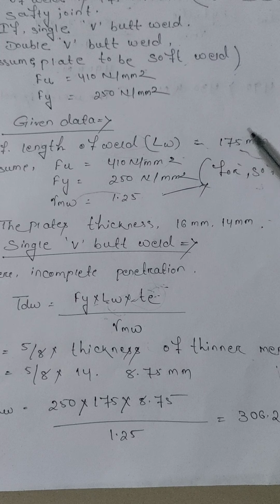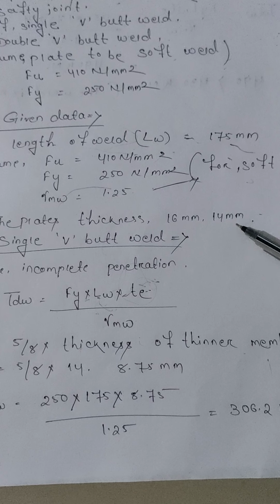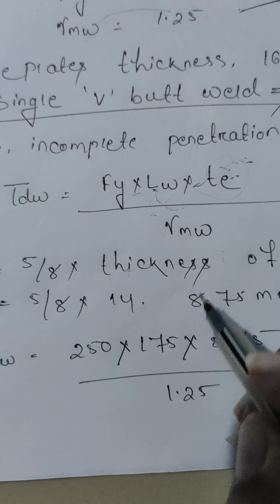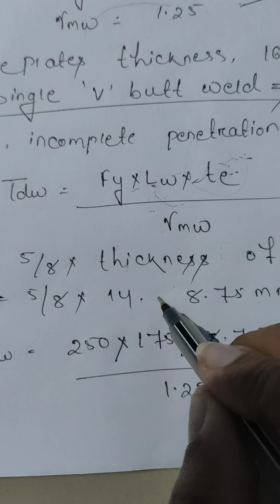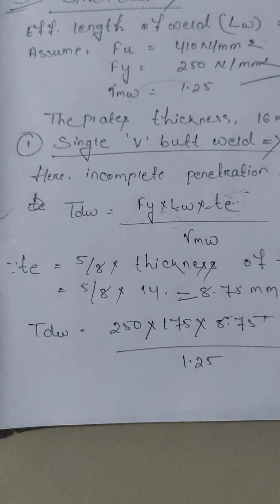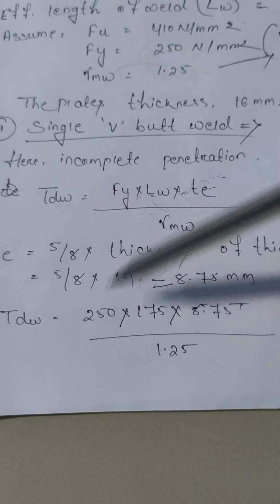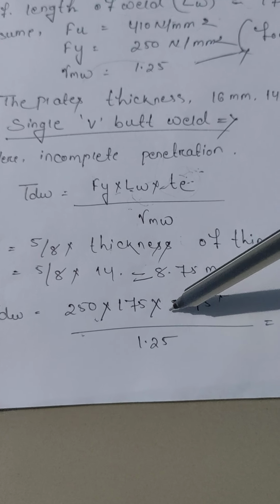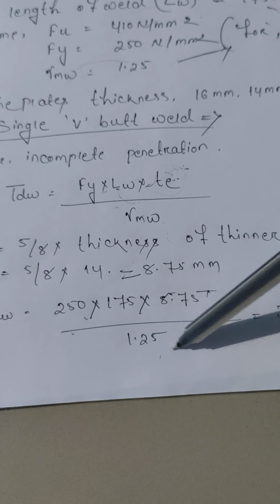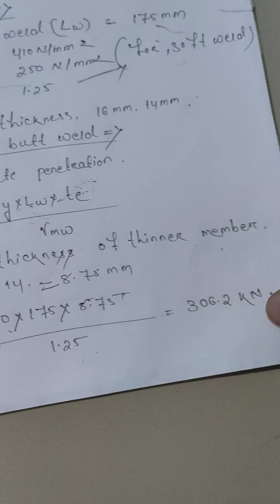Now find TE. The thinner member is 14 mm, so TE is 5/8 into 14, which equals 8.75 mm. Substituting, Fy is 250, LW is 175, TE is 8.75, and gamma MW is 1.25. The answer is 306.2 kilonewton.